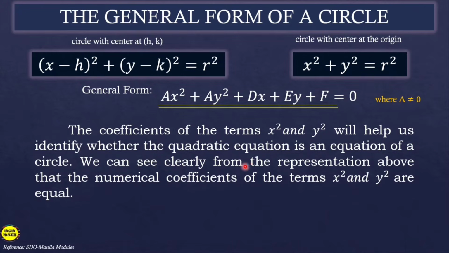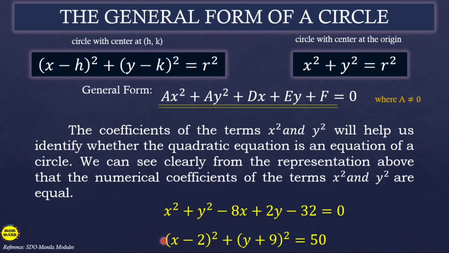We can see clearly from the representation above that the numerical coefficient of the terms x squared and y squared are equal. So, kapag itong dalawa class, okay, yung numerical coefficient ng x squared natin at yung numerical coefficient ng y squared natin ay equal, pareho. So, ibig sabihin, ang equation na yan ay circle. So, kagaya ng mga ito, x squared plus y squared minus 8x plus 2y minus 32 is equal to 0. So, yung numerical coefficient ng x squared natin is 1. Ganon din yung y squared, 1 din. So, ito ay isang halimbawa ng circle. So, yung equation na to ay circle.